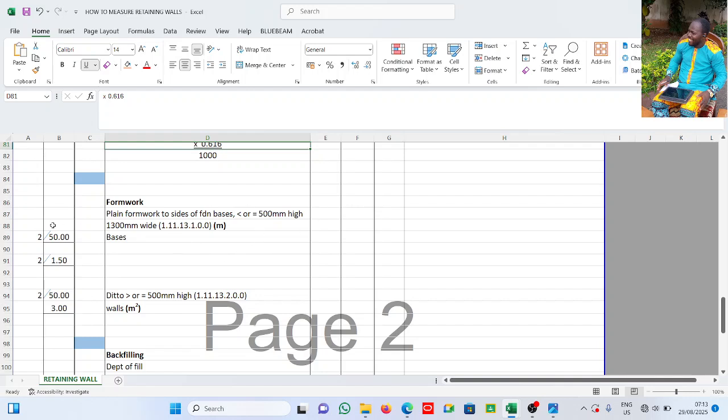So we have the base at 500, so I treat it as a meter item. Now if another person should treat it as a square meter item, would the person be wrong? No, because the rule is less than or equal to 500, greater than or equal to 500 if you check the BSMM4. So we're treating it here as a meter item. This is 50 by 2. I already state the height.